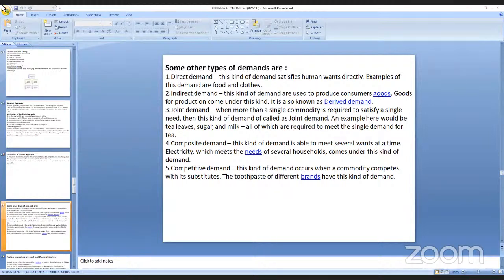These all come under joint demand. Where the tea leaves, sugar, milk, all are combined, then it gives the joint demand.